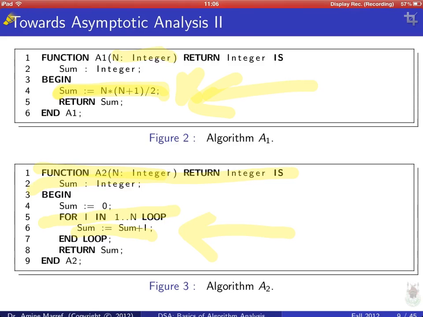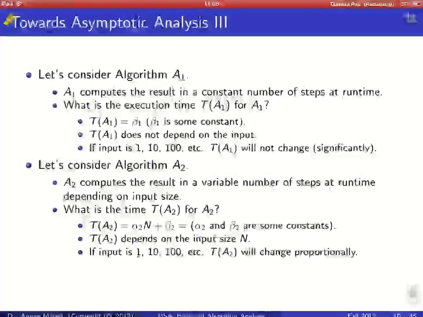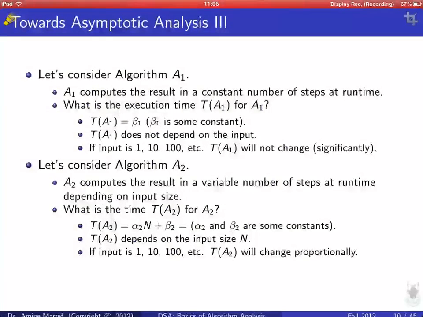Okay, so the execution time, the number of steps of algorithm A1 stays constant. So if n increases, it doesn't increase, it stays the same. You see that? But the execution time, or the number of steps of A2, increases with time. So this is constant.